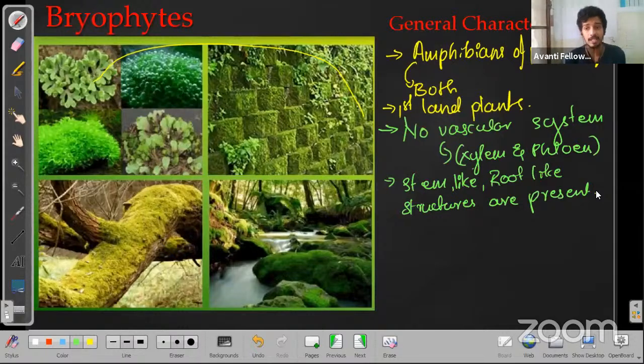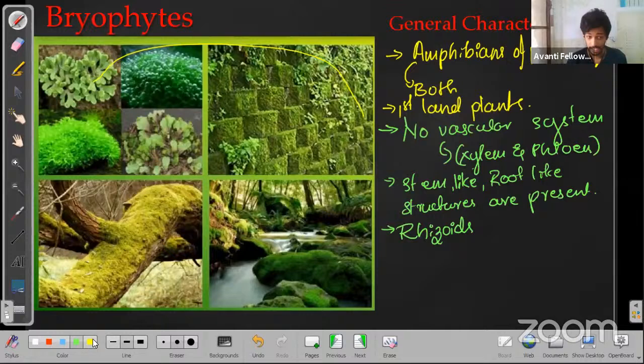Yes, correct. Stem-like, root-like. Why am I saying like this? Because if you know that these do not carry roots, these have rhizoids. What is the meaning of rhizoids then? Can anybody answer what is the meaning of rhizoids? Because we already discussed this, right? Rhizoids. What is the meaning of rhizoids then?